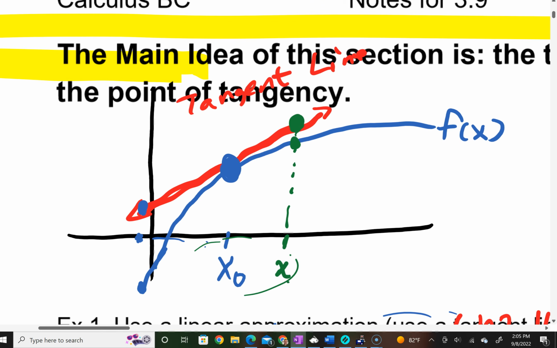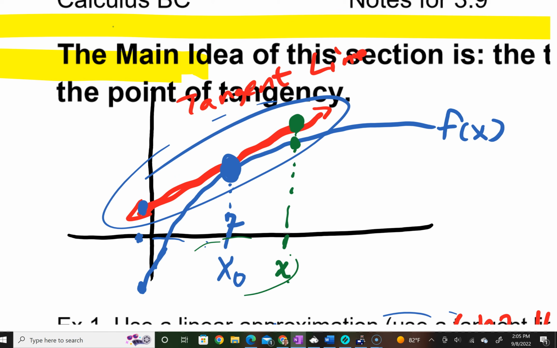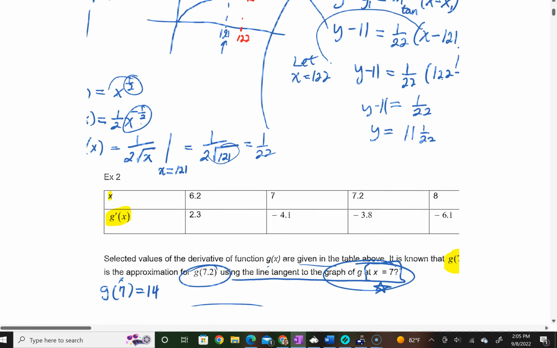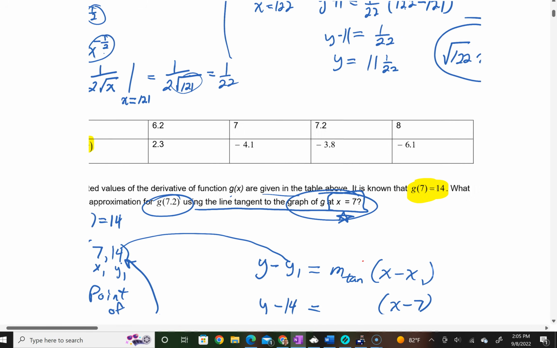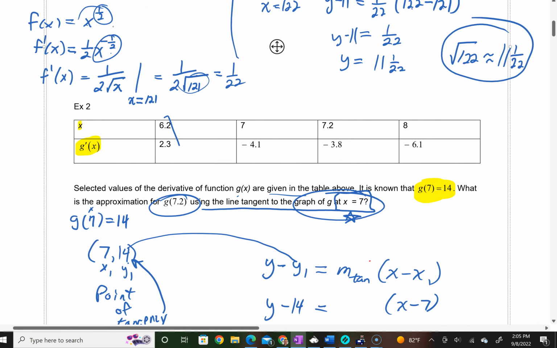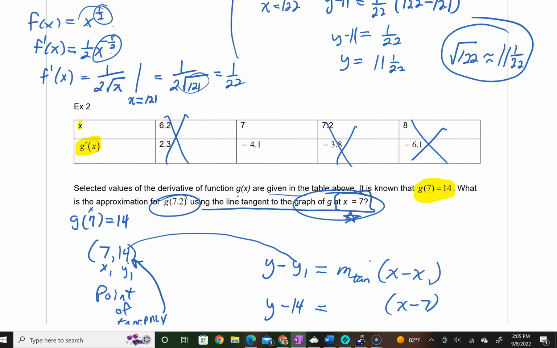You know what they're really saying in this problem? They're saying, hey, this point of tangency is when x equals 7. That's what they're telling you. What does that really mean? The tangent line slope is going to be at x equals 7. So they're really trying to confuse you here. Get rid of everything. You see, you want the tangent line slope at the point of tangency, at x equals 7. It's this thing. It's negative 4.1.